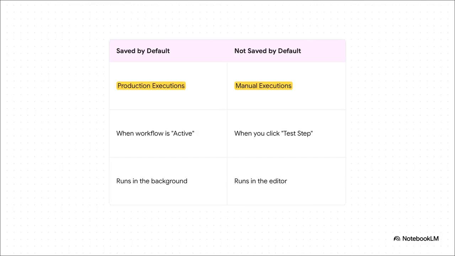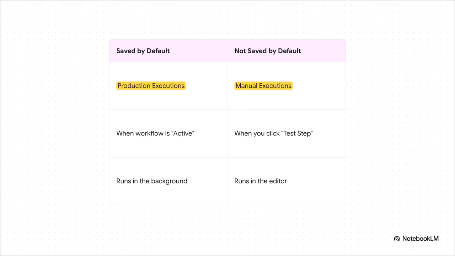But, and this is a really important but, there's a catch you have to know about. By default, n8n only saves what are called production executions. These are the runs that happen automatically when your workflow is active. It does not save manual executions. All those times you click test step while you're building. This is a classic trap. You can test it 100 times, see no errors, but still have silent failures happening in the background that you never, ever see.